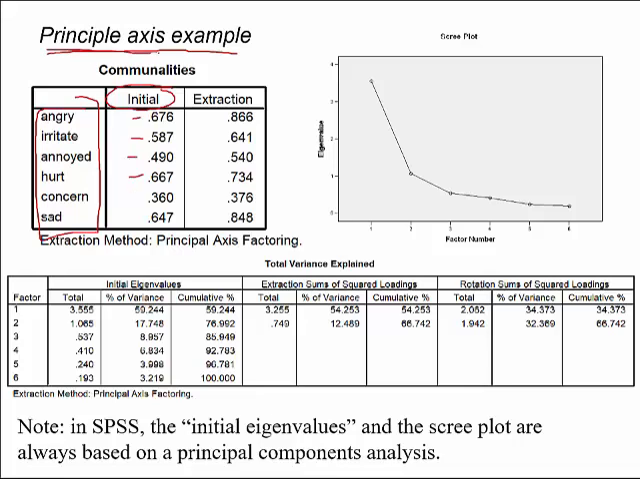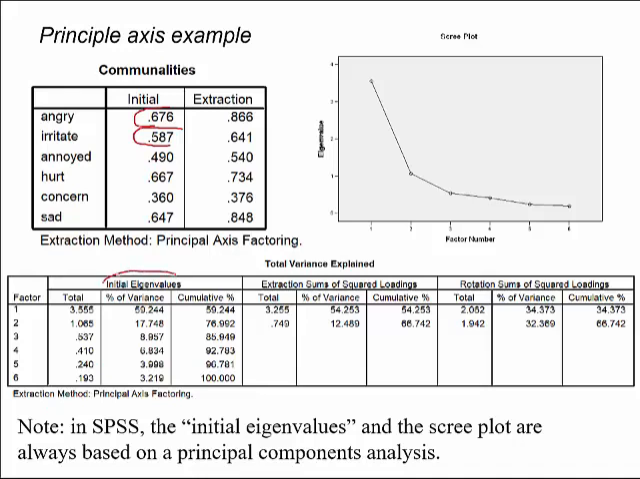But now with the principal axis factoring, when we extract as many factors as we have items, we don't explain 100% of the variance, and our communalities are not 1. The communality is the estimate of the common variance that the item has with all the other items, and we're assuming that the remainder is measurement error. So the communality for the angry item is 0.67. The initial communality for the irritated item is 0.584, and so forth.